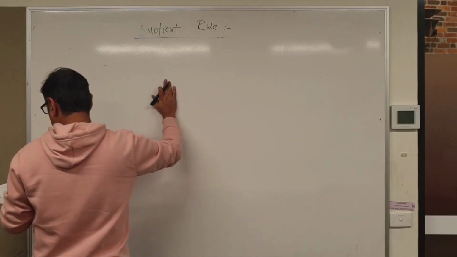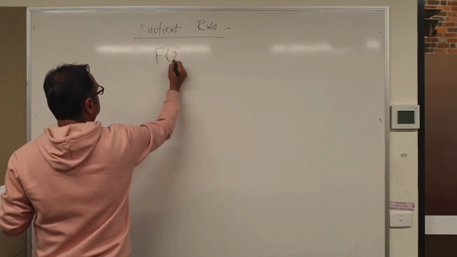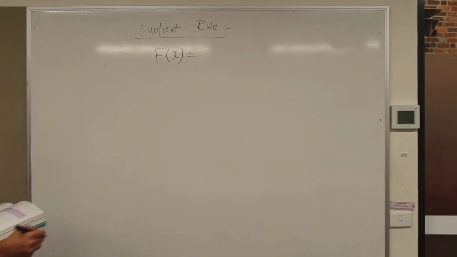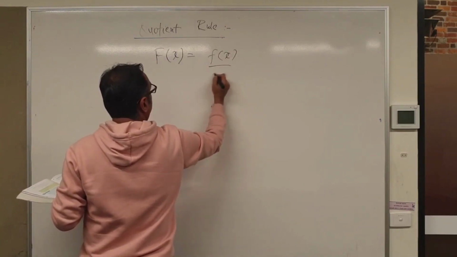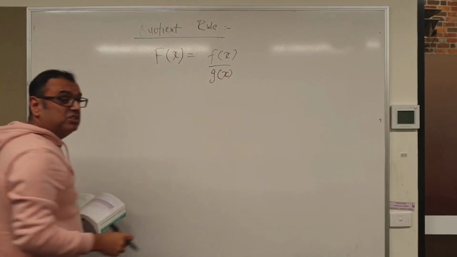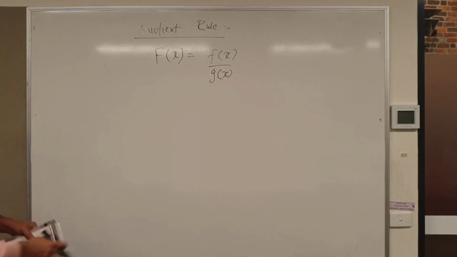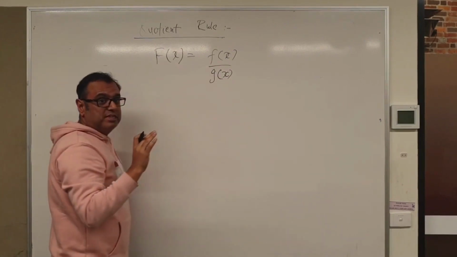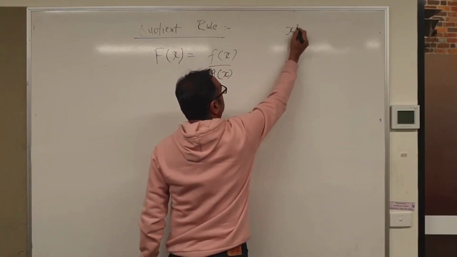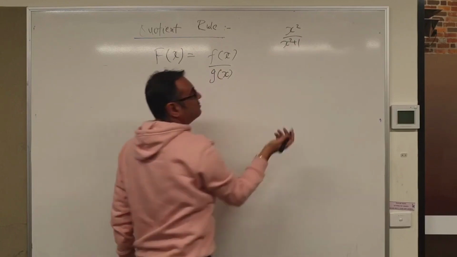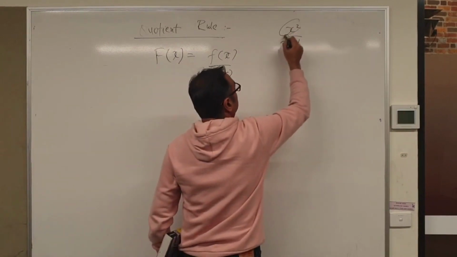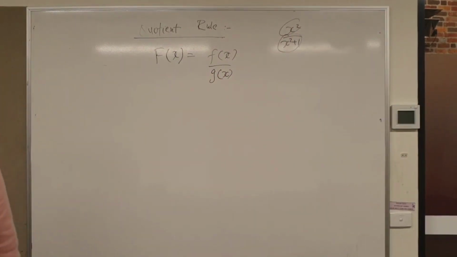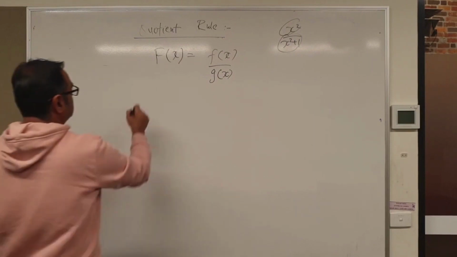So, if you have a function f of x, and Ryan, you understand functions? Yeah. Which is a fraction where you've got one function sitting on the top versus one function sitting at the bottom. Could be x square over x square plus 1, something like that. So if you've got something like this, then what is f dash x?